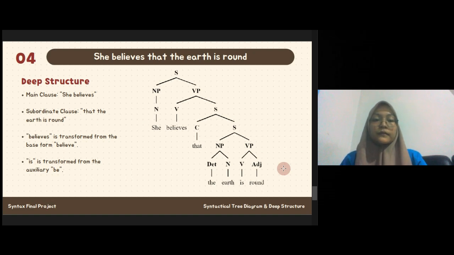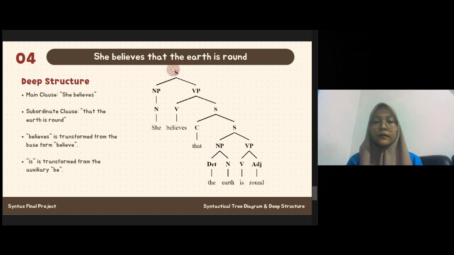The word believes in this sentence is transformed from the base form believe, and then the word is in the sentence is transformed from the auxiliary be. Let's see the syntactical tree diagram.